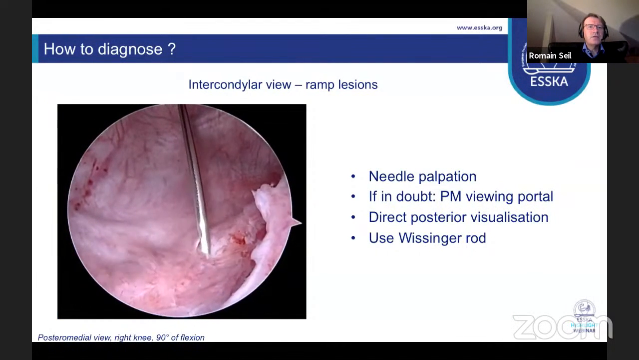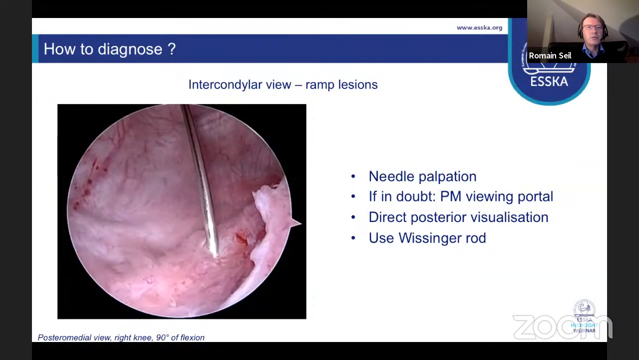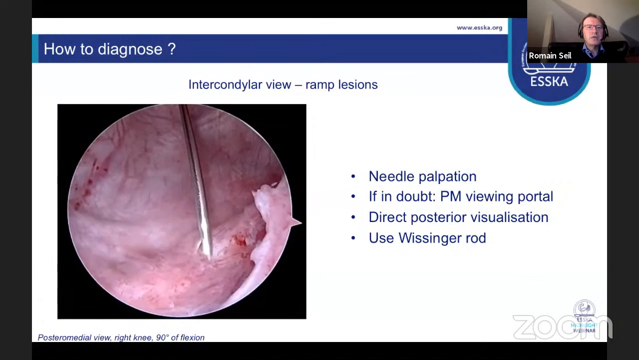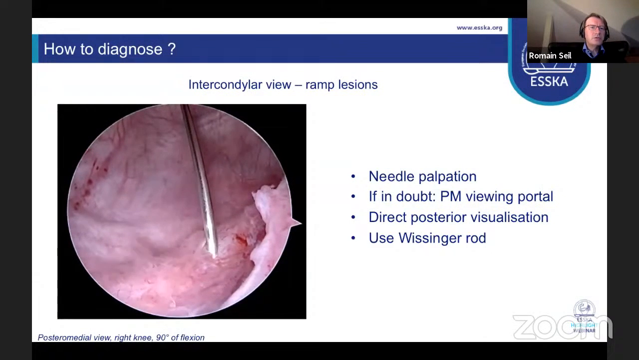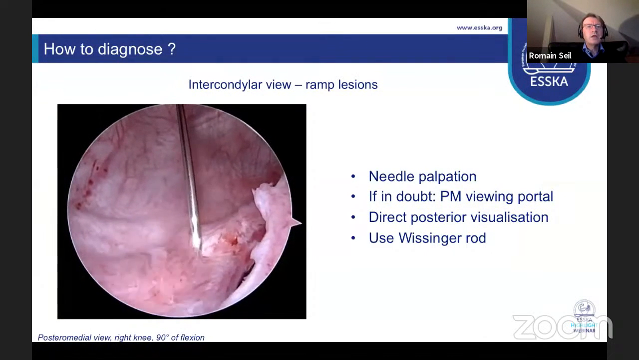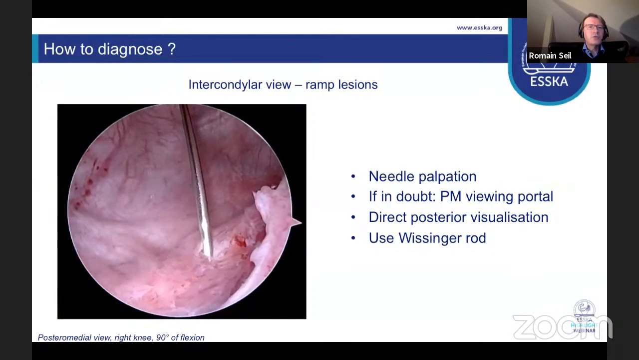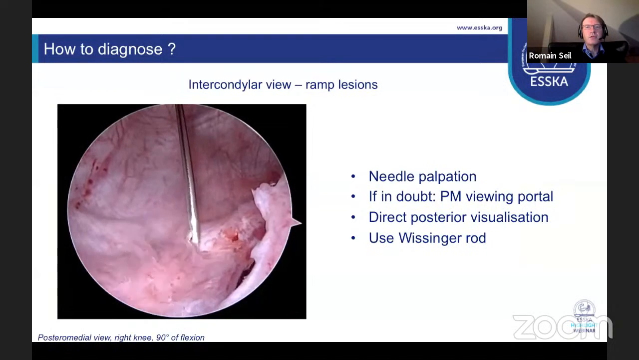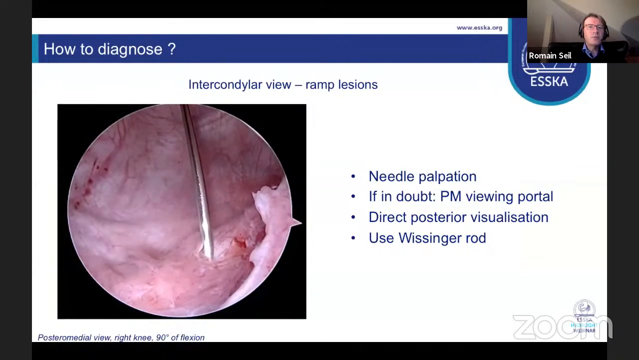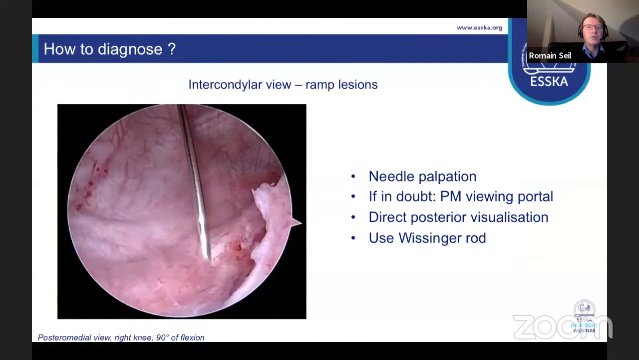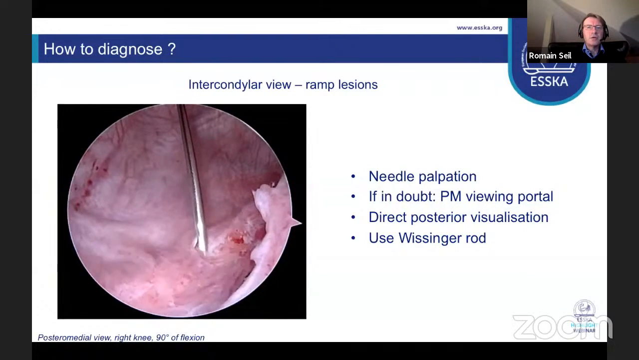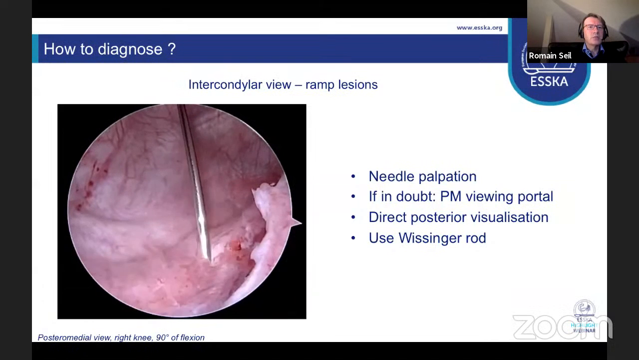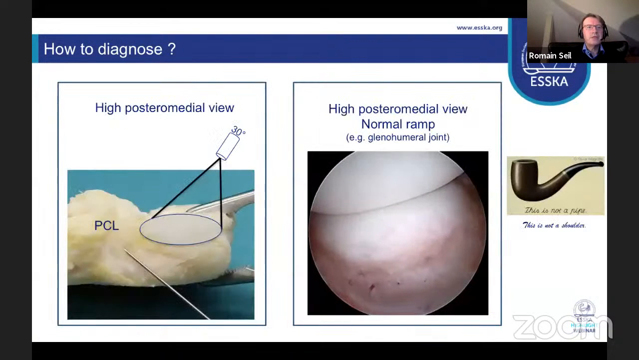When you get in, and if you're not sure, you can come in with a needle where you can palpate this area, and even if you don't see the lesions, you sometimes can feel that you have a direct contact with this needle on the tibial plateau, especially if it's around the corner here with a 30-degree scope. So if you're in doubt, do a posterior medial viewing portal and go for a direct posterior visualization. For this, you might use a Wissinger rod, which can be very useful in these cases.